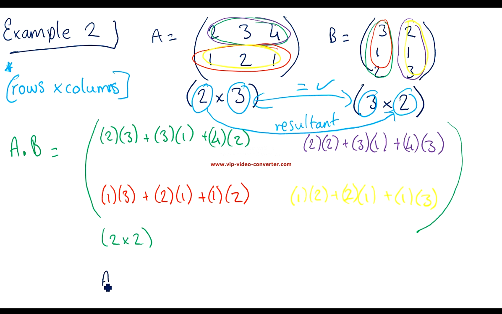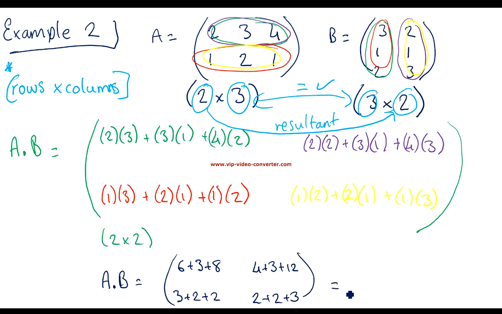We can do this down here just to fit it in. A times B. So when you add all this out, you get something like 6 plus 3 plus 8, or sorry, multiply it all out. And here, 3 plus 2 plus 2. Over here, 4 plus 3 plus 12. 2 plus 2 plus 3, which will then equal 17, 19, 7, and 7. So that's your answer. It's a 2 by 2 matrix, which is what we said it was going to be.